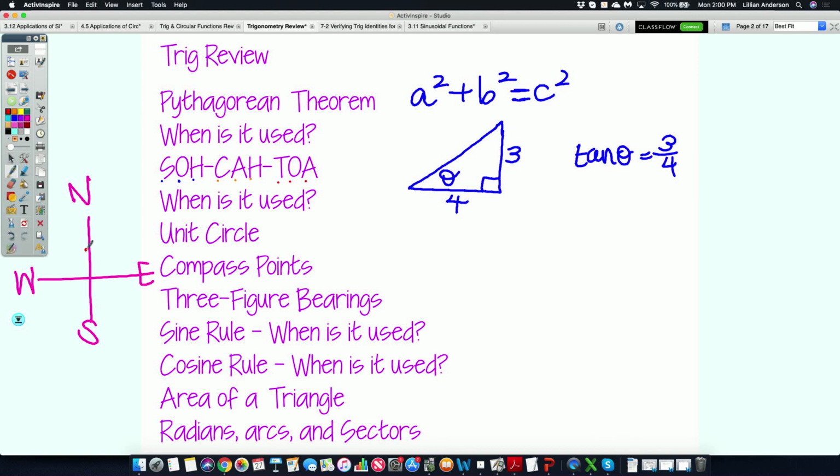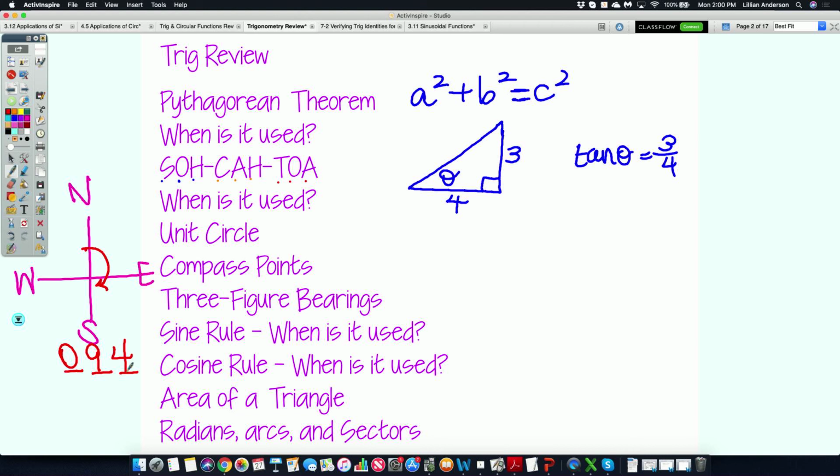East. So which way? Because I can go south either going clockwise or counterclockwise. Clockwise. Remember, bearings always went from the north direction, going clockwise, and it's three-figure bearings. So that means you needed to have three numbers. If the number was less than 100, you always put in a 0 placeholder, like 94 degrees, a bearing of 094.